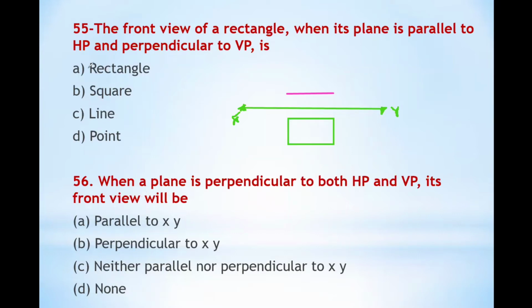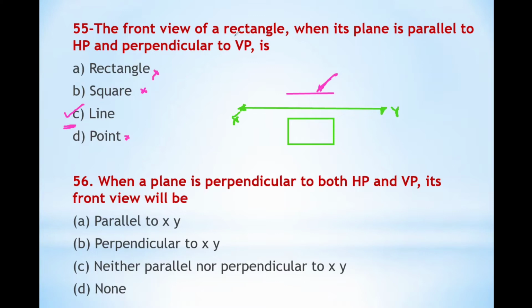Now we'll see which options. Its front view being a rectangle is not correct, because the rectangle is the top view. Square is also not correct. A line: as you can see here, the front view we are getting is a line. That's why option C is correct. D is also not correct, as a point is not obtained anywhere. So option C, line, will be correct.